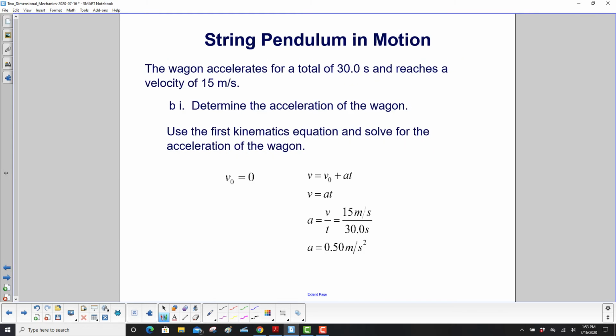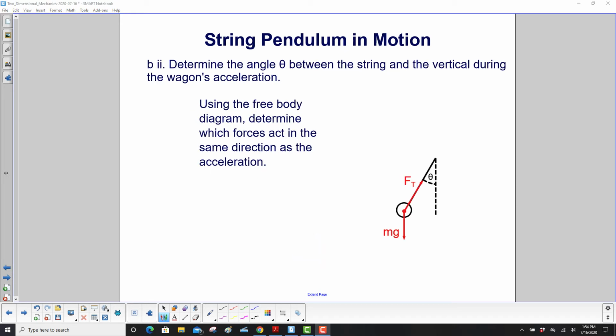Find the acceleration of the wagon. Well, let's see. We're given the time, and we have the velocity. Go all the way back to kinematics, well actually the unit right before this, and we get your initial velocity is 0. It starts accelerating, so v is equal to v0 plus at. v is at, divide both sides by t, and we have an acceleration of 0.5 meters per second squared. Determine the angle theta between the string and the vertical during the wagon's acceleration.